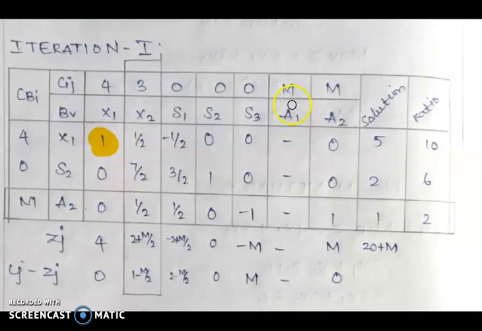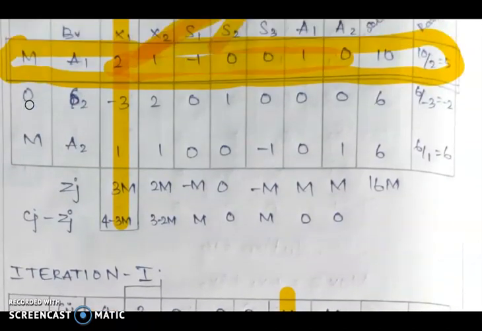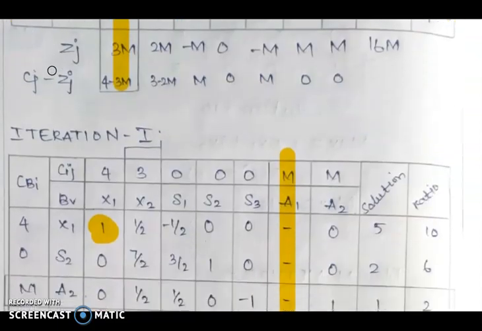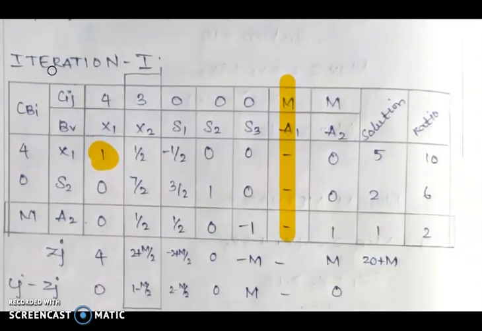One more thing: in the big M method we cannot use this further step, because A1 is already the leaving variable. In the big M method we cannot use that column, but in the simplex method we can repeat this step until the process is completed. In the big M method we can delete this column and directly use this method. So here also we change the pivot to 1 by dividing by 2, and after that, using this formula, we change the other values to 0.